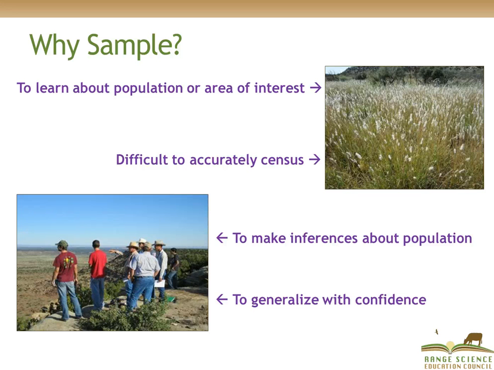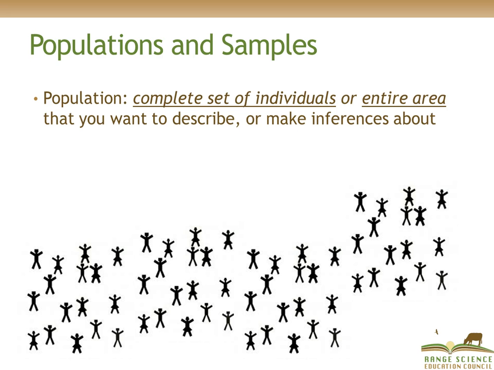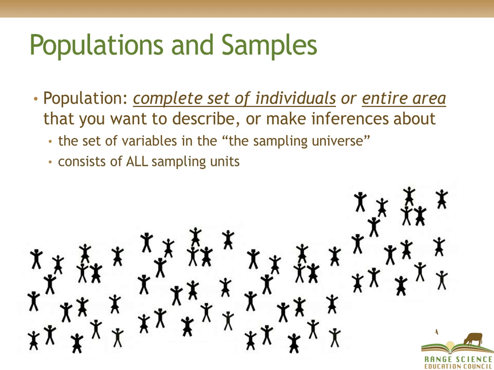We also want to generalize or make statements about the population with a certain degree of confidence. The population is a complete set of individuals or the entire area that we want to describe or make inferences about. Now, here we're talking about a statistical population, which is different from a biological population. And in the statistical sense, the set of variables is inclusive of all variables in the sampling universe, which is the population that we can sample from. So it consists of all sampling units.